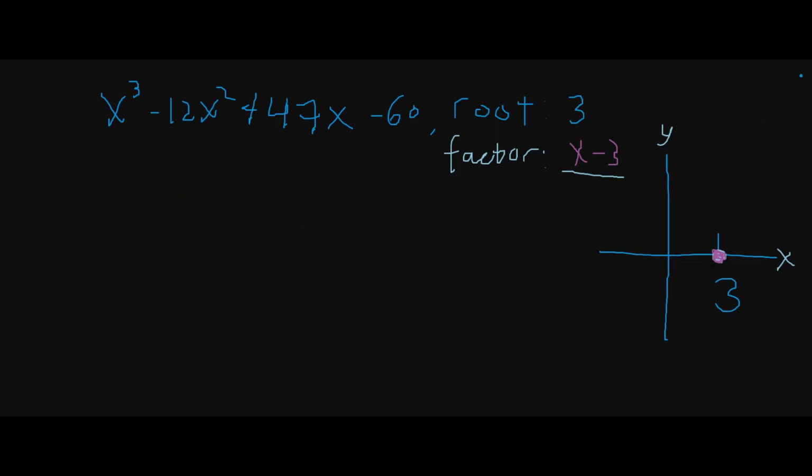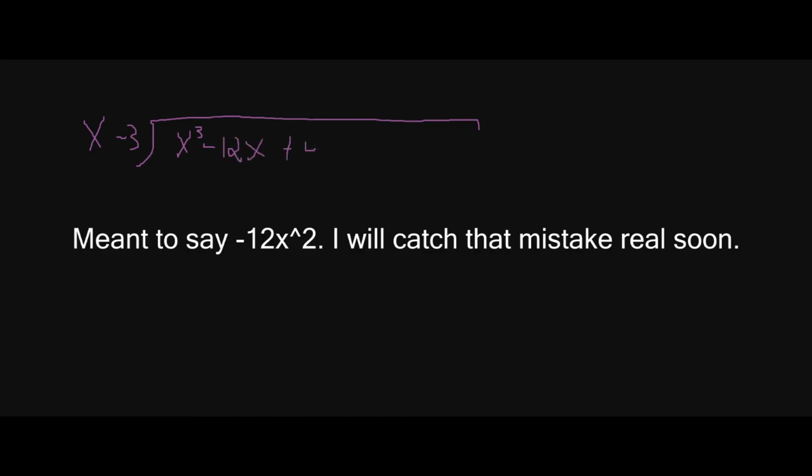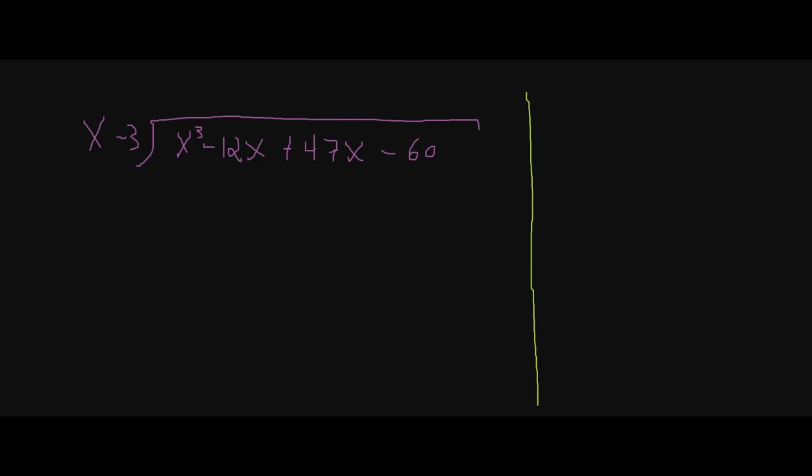Since we know what the factor is now, we're going to go ahead and set it up. I'm just going to scroll down so that we have an adequate amount of space to work with. So we're going to get x minus 3, and we're going to put the original equation, x to the third power minus 12x plus 47x minus 60. All right, and I'm going to put this little arrow here, and I'll show you why.